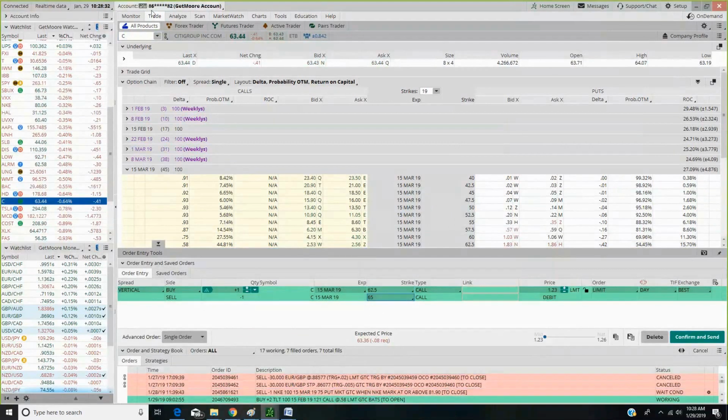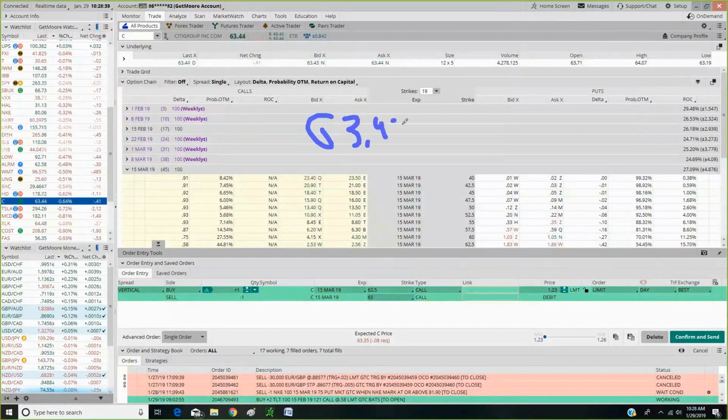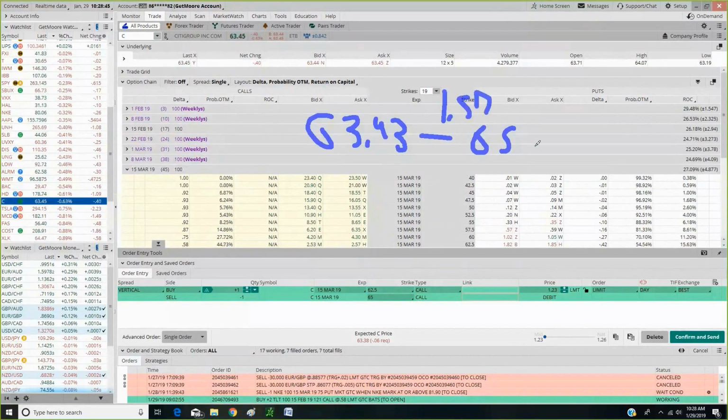And as long, in this case, as long as it just goes, all this has to do is go from 63.43 to $65. So it's only got to go up $1.57. Now, I would love for it to go up more, but that's all it's got to do. If I buy the call, it's got to go up a lot.